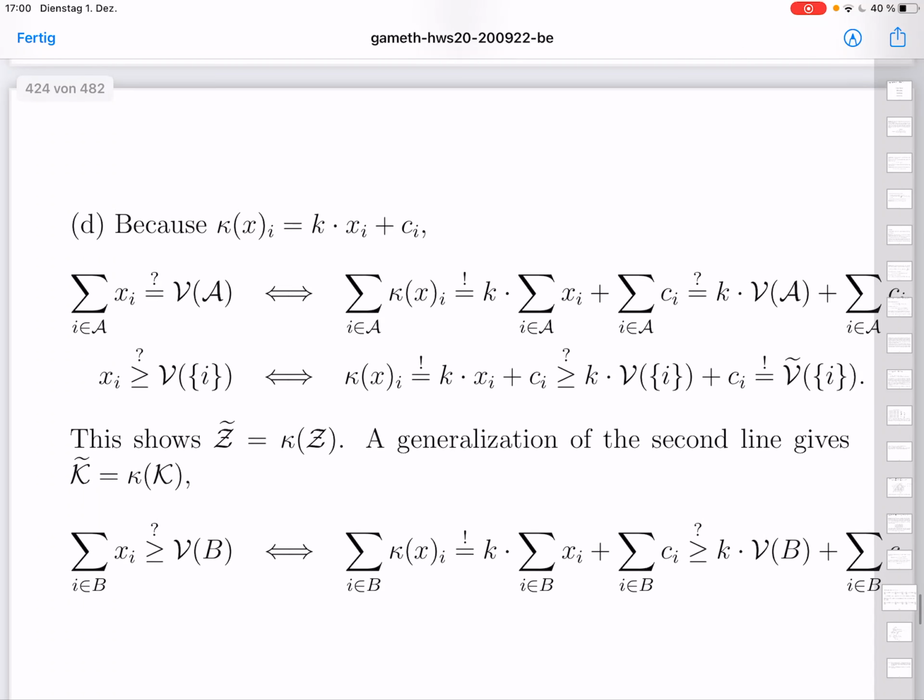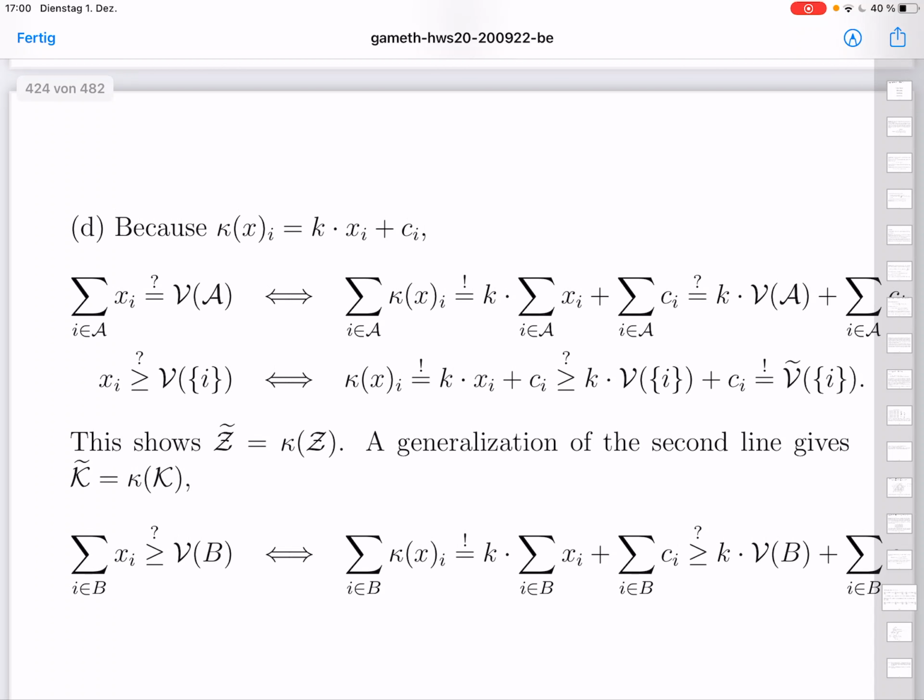So now I come to part D. For part D, I want first to see that this affine linear automorphism kappa maps the set of imputations of the first game to the set of imputations of the second game. So a vector x is an imputation in the first game if this condition and this condition here both hold.